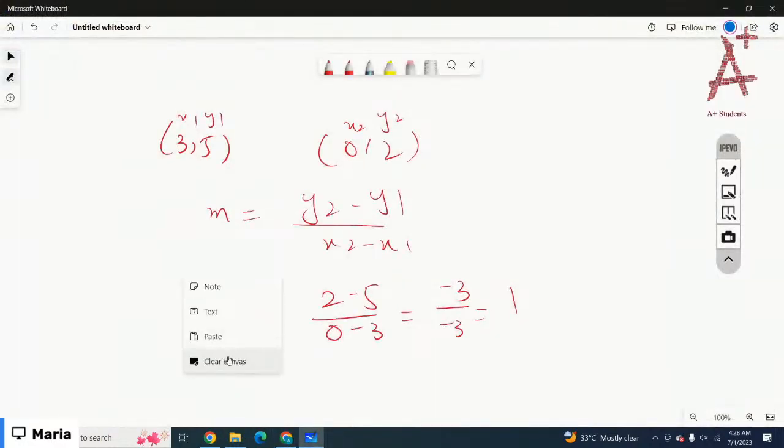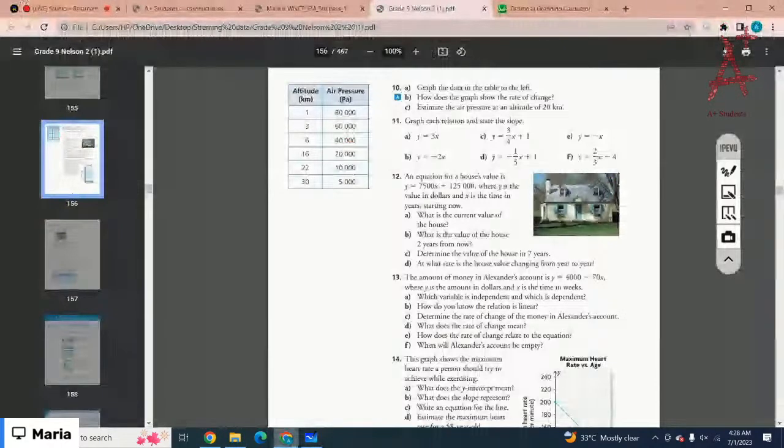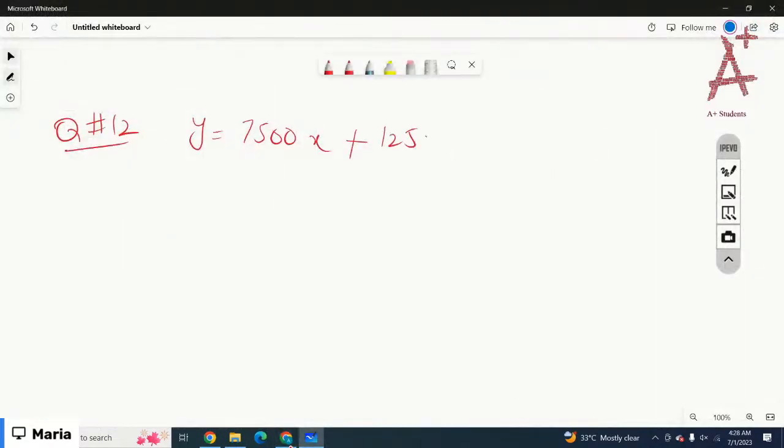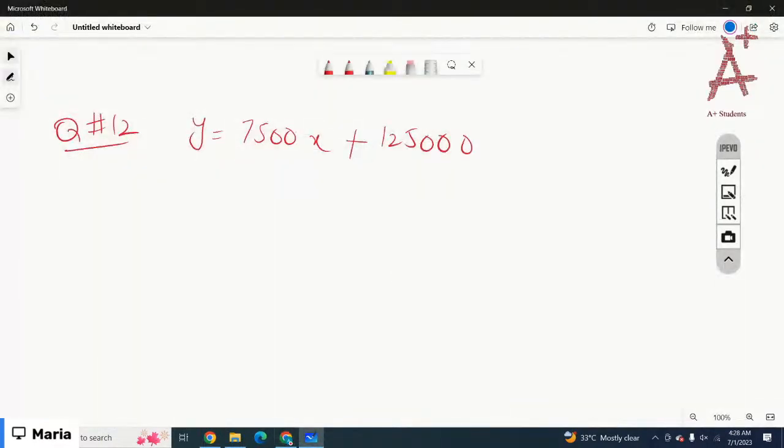Okay, the equation is y equals 7500x plus 125,000. So for the A part, what is the current value of the house? For the current value, you have to put x equals 0. It would be y equals 7500 times 0 is 0. It would be 125,000.